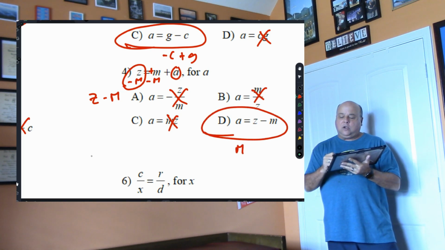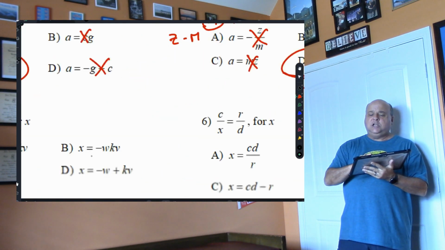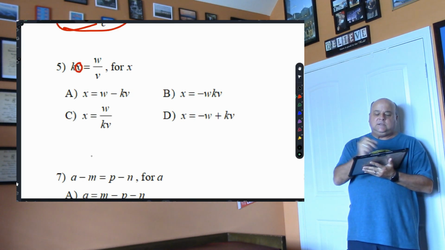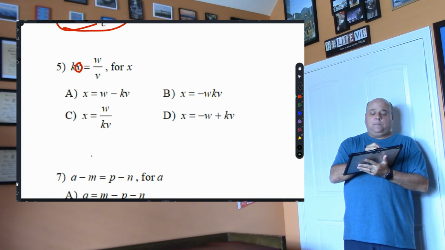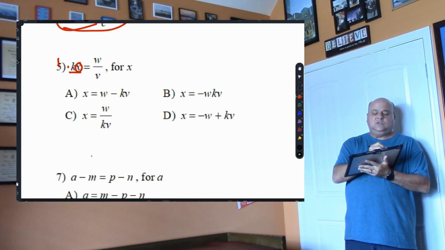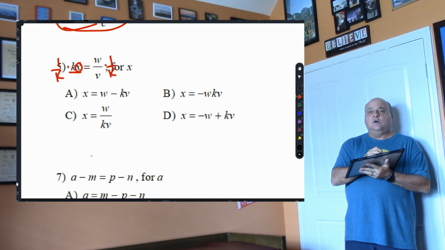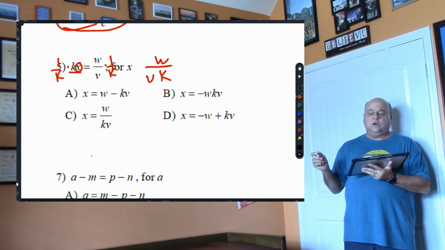Also remember, it could be negative M plus Z. Either one of those would work. Continuing on, number 5. We want to solve this for X. This is real tricky, okay? So basically, you're going to multiply both sides by 1 over K. The K is going to go from the top to the bottom. So the W over VK is going to work.